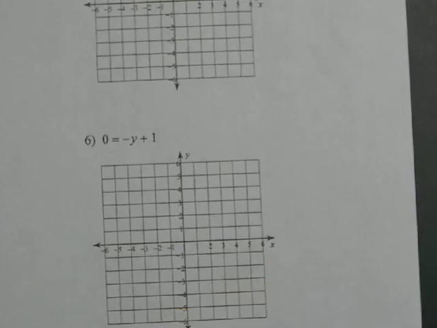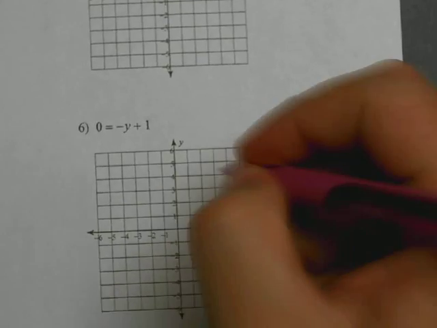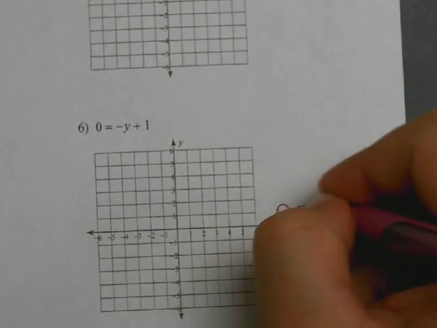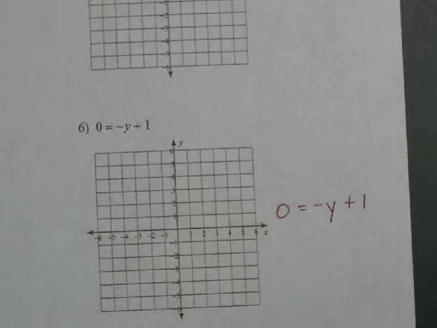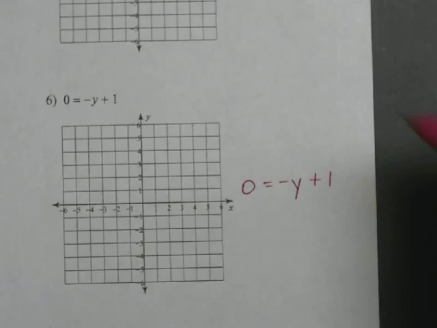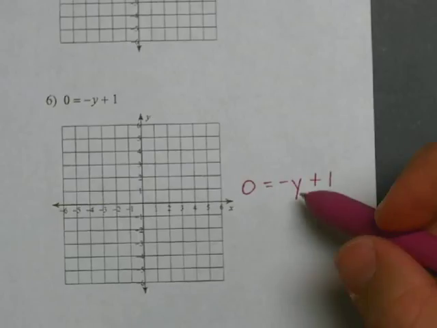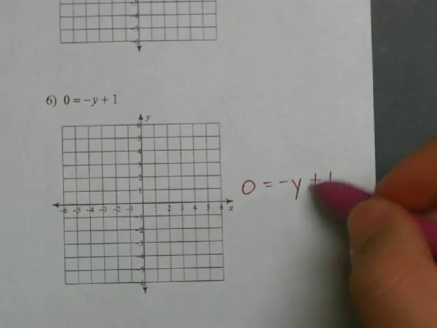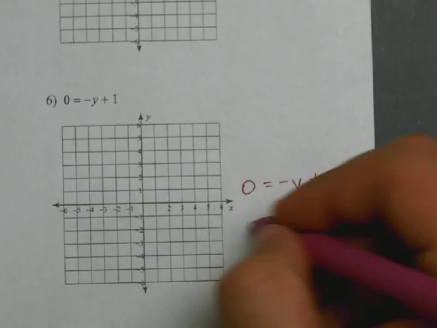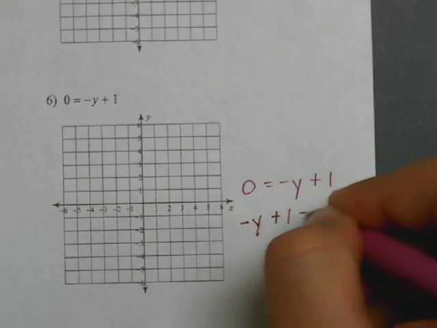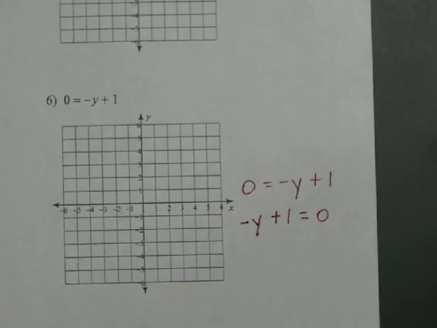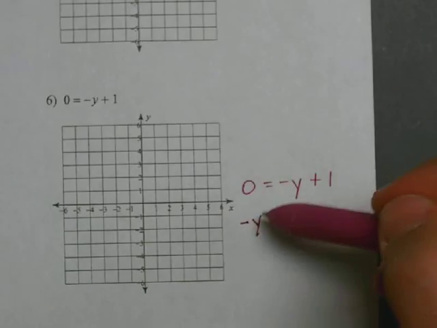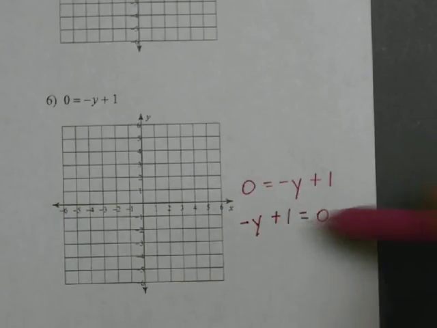One more on the front side. I'm looking at number 6. 0 equals negative y plus 1. Okay, so again, I got to put that in slope-intercept form. So we ask ourselves, is y on the left side? It is not on the left side. So what you do is you switch it. You literally put whatever's on the right on the left, whatever's on the left on the right. So negative y plus 1 equals 0. And this should make sense because if 0 equals negative y plus 1, then negative y plus 1 equals 0. It's kind of like reading it backwards.